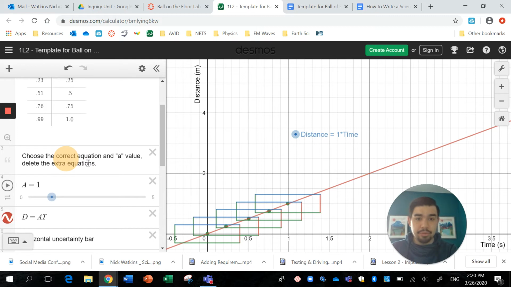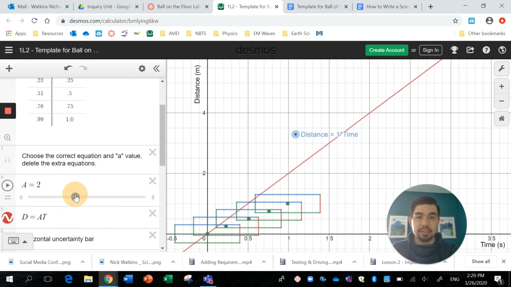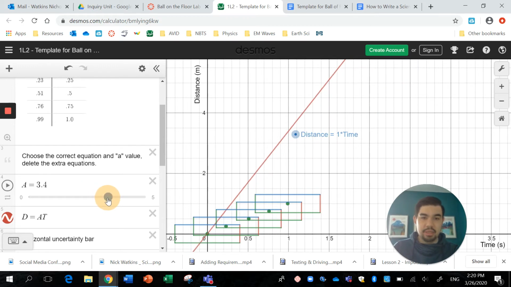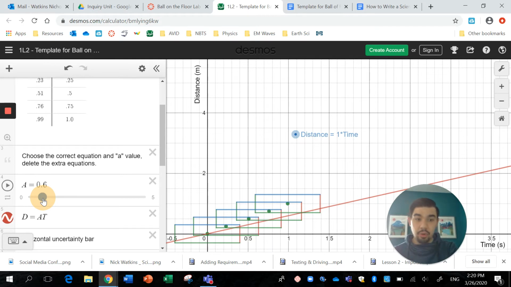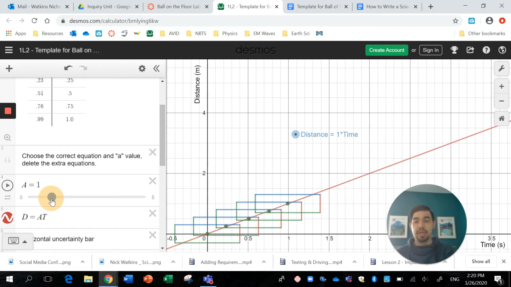Other groups may have had a different A value. They would still have distance equals something times time, but maybe their line was a little steeper, so maybe distance equals 2 times time. Maybe it was even steeper, distance equals 3.4 times time. Maybe they had a ball that moved slower than yours, so distance equals 0.6 times time. You'll get the same pattern, but you'll probably get different numbers depending on how you set up your lab.